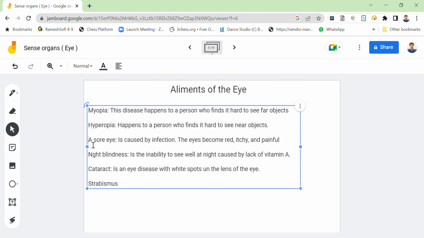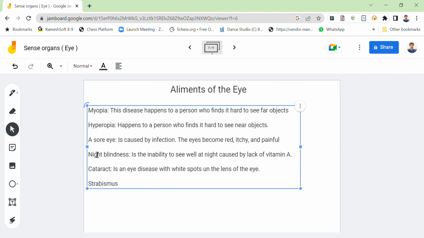Now let's come to night blindness. Night blindness is the inability to see well at night, caused by lack of vitamin D. So you can't see properly at night. For example, if a person has night blindness and is walking at night, they can't see properly. That's called night blindness. Basically they're blind at night, but not in the morning and evening.